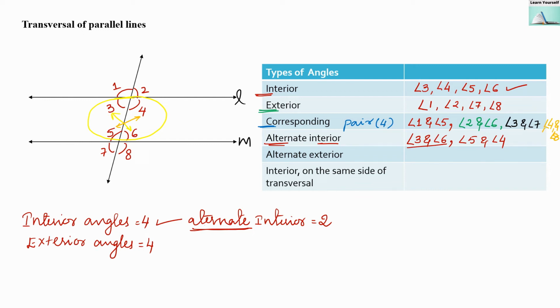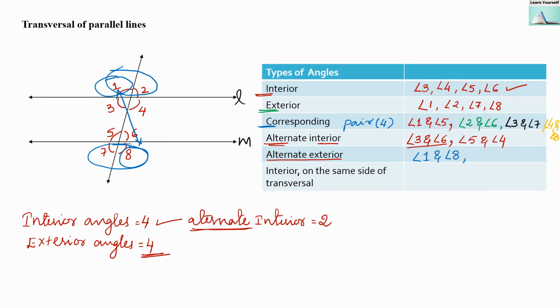Same way, alternate exterior angle. We have four exterior angles here. Four exterior angles are angle 1, 2, angle 7 and 8. Now we have to find out alternate exterior angles. So it is going to be angle 1 and angle 8. They are alternate, as you can see, diagonally opposite to each other. So 1 and 8 is the first pair of alternate exterior angle.